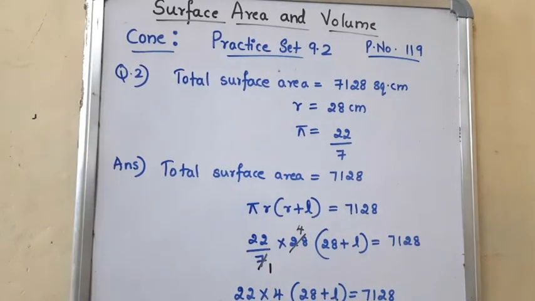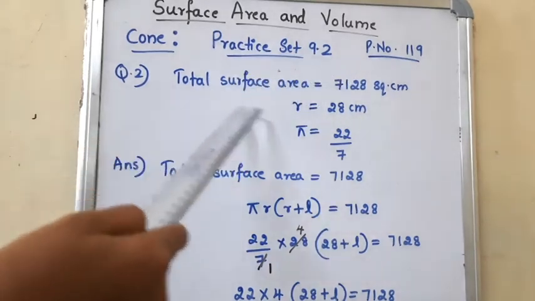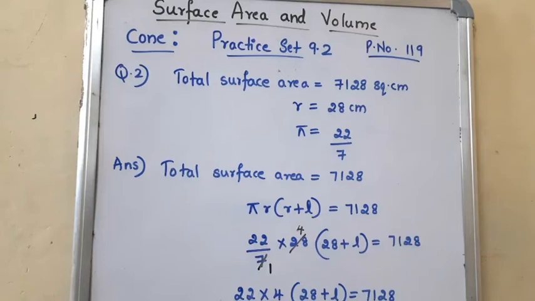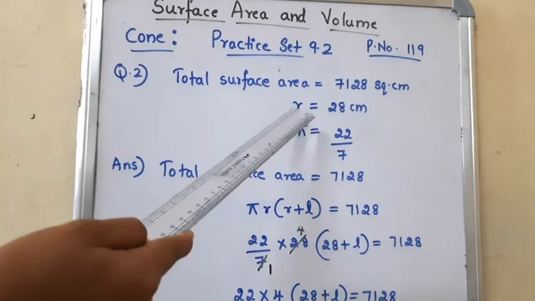In order to find the volume of cone, we need H, which is height. Here by using this we can find only L, which is slant height. So we already have R.